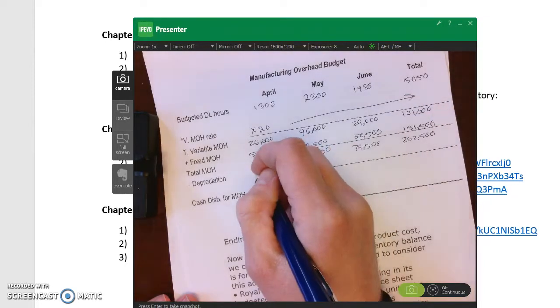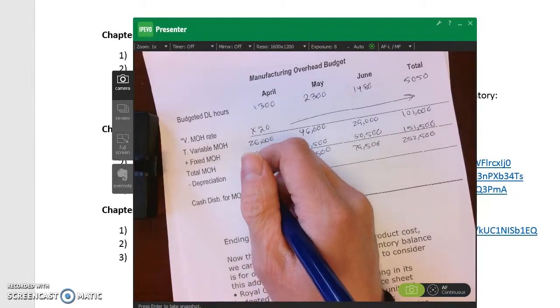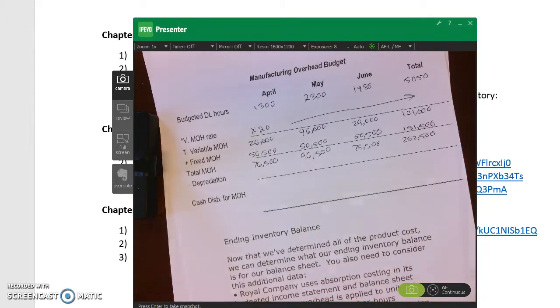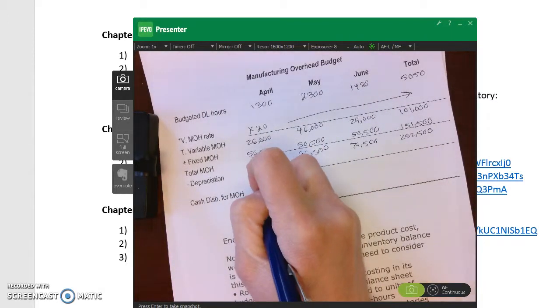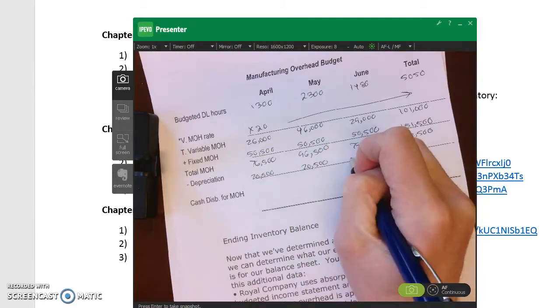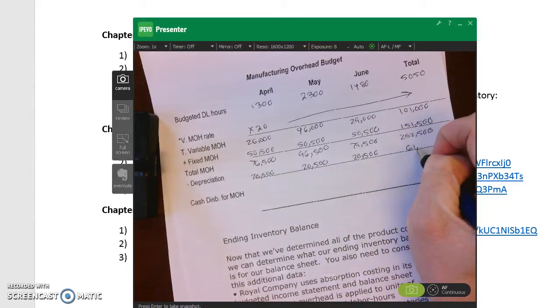And then again, we subtract out our depreciation because depreciation is not a cash expense. And we want to know our cash disbursements. How much do we actually have to pay in cash for our overhead? And the reason that we want to know that is because we will eventually do the cash budget where we're going to need to pull that in. Okay. So I'm going to subtract out my depreciation, 20,500 for each month, which gives us our 61,500.